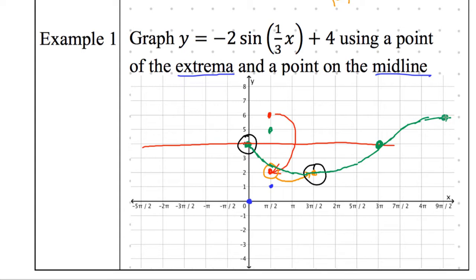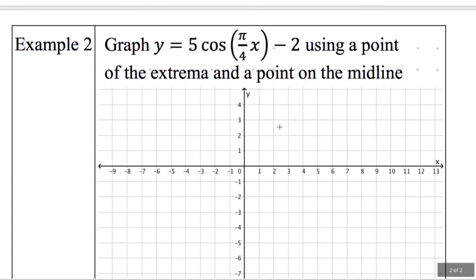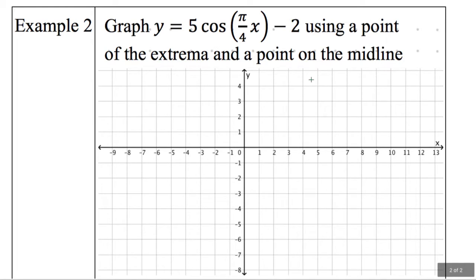All right. That was difficult, but I think we can do another example. Are you ready? Let's go to the back. It's the same type of thing. We're using an extrema point and a midline point, just those 2 points to graph this thing: 5 cosine 5x minus 2. You walk me through it, girls. Tell me the first point to do.